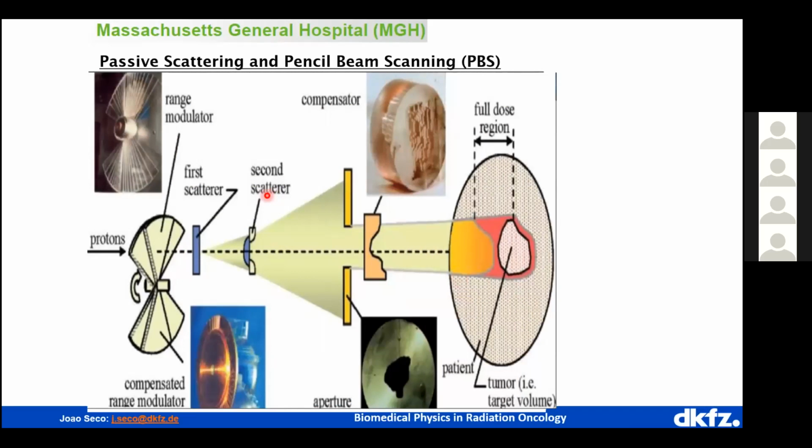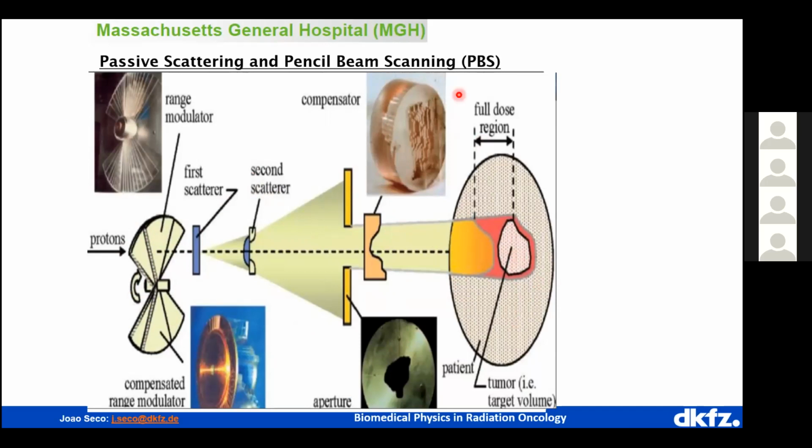In order to do that with a very long beamline, you have your range modulator wheel up here. You then have your double scattering system, which amplifies the fluence profile. And then you have your range compensator here. You have an aperture and a compensator here, and you can produce any shape of treatment.